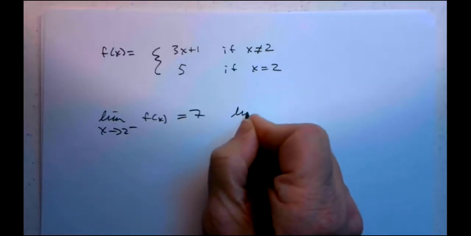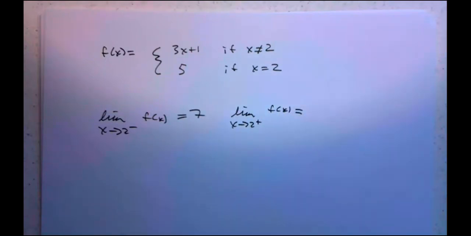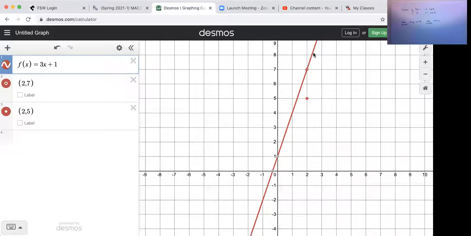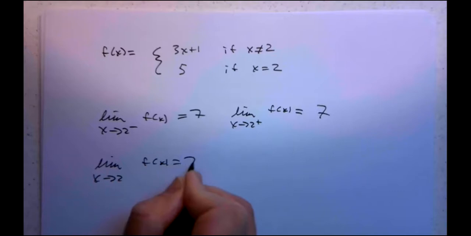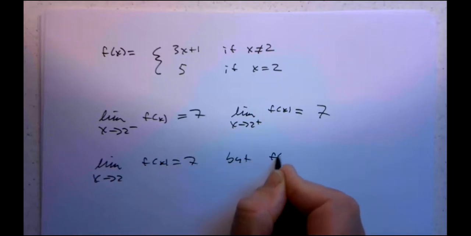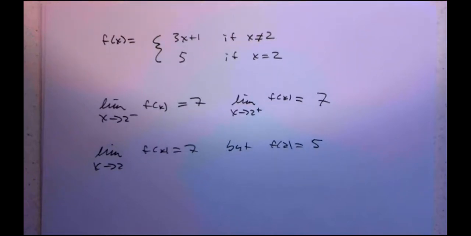Similarly, as I approach 2 from the right, the y values are doing something similar. X values are approaching 2 from the right, y values getting closer and closer again to 7. So therefore, the limit exists, and it equals that common value. So the limit as x approaches 2 of f of x equals 7, but f of 2 equals 5. They're not the same. So f is not continuous at 2.